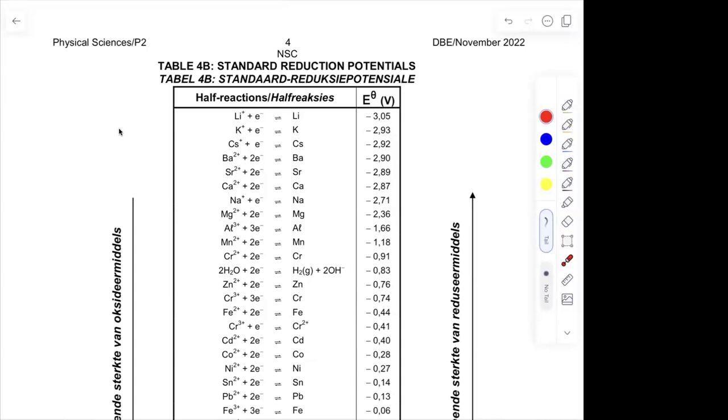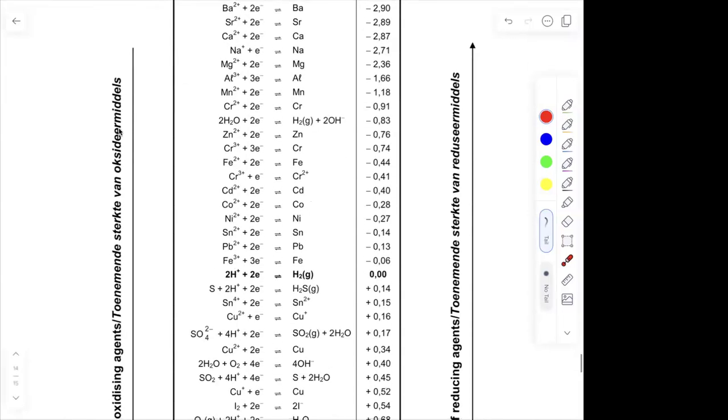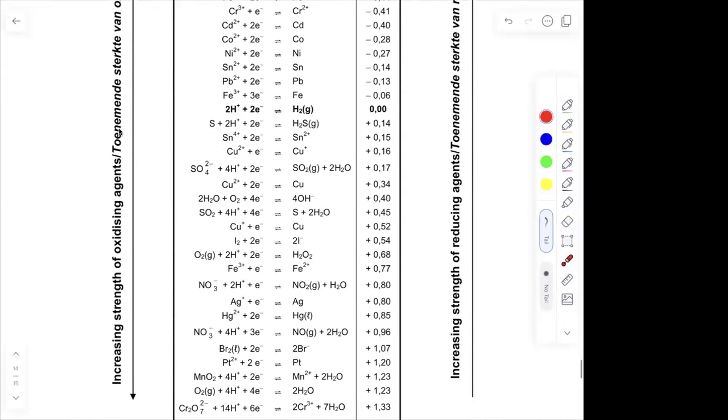So this is the table of standard reduction potentials, which you can see on one side. It'll tell you on the right-hand side, increasing strength of reducing agents as we go up, right? So as we go up, I have stronger reducing agents. And then as we go down on the other side, I've got stronger oxidizing agents, right?